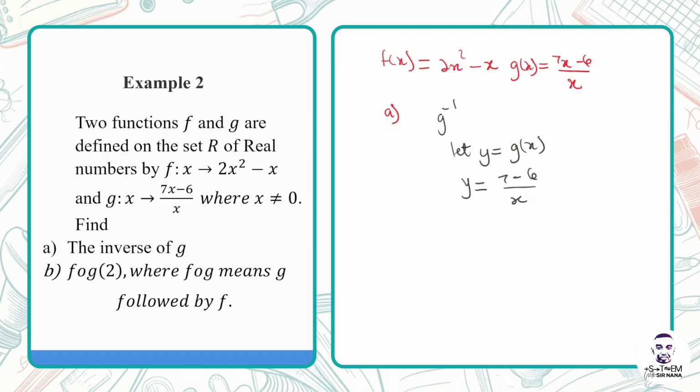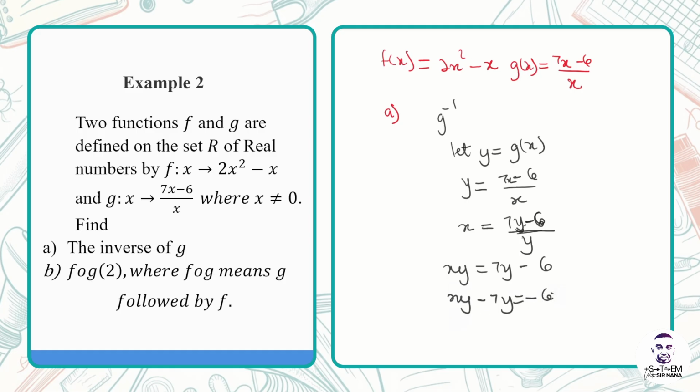Then we interchange the variables. So x becomes y, and we have x equals 7y minus 6, all over y. Now we want to make y the subject. So we have xy equals 7y minus 6, which gives xy minus 7y equals negative 6.